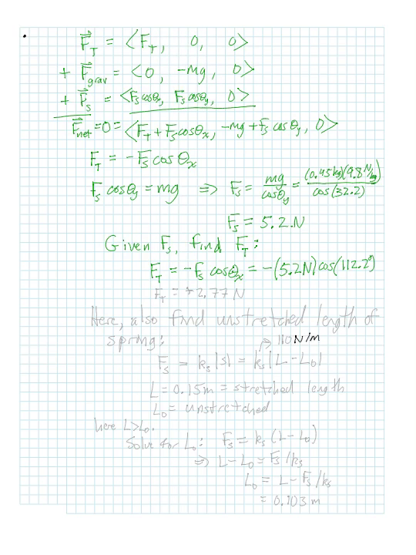So let me consult the calculator here. So minus 5.2 times cosine theta x, I get positive 2.77 newtons.